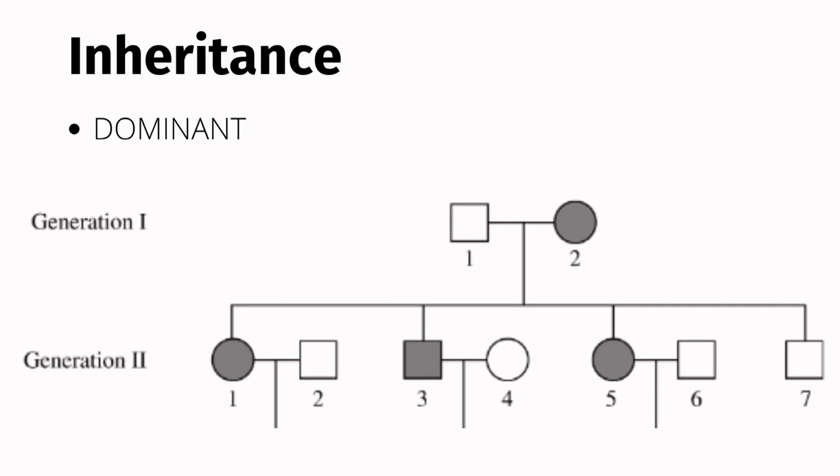Tuberous sclerosis is dominant, meaning you only need one allele for the trait to be affected, and on the screen is a photo of a pedigree of a dominant inheritance.